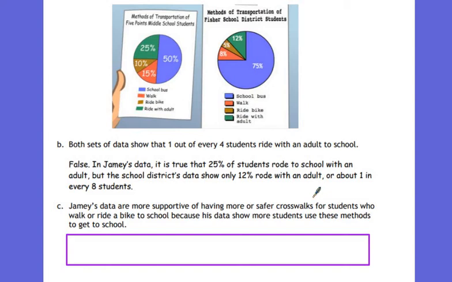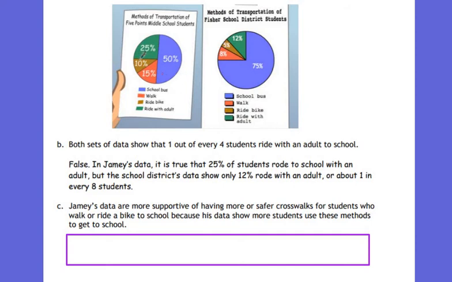And what the principal said is if you do this data and it shows that we have more students than the district walking or riding the bike home, then I can be eligible to hire more crossing guards for safety. So that's why he ended up completing these graphs. So C is asking, will he be able to hire the extra crossing guards? So the criteria was that walking and riding a bike had to be higher than the district.